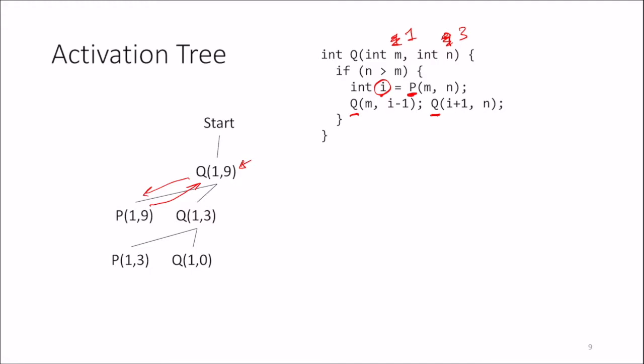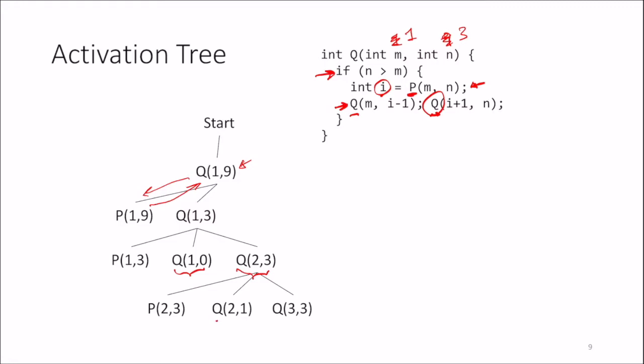Then it's calling Q(1,0), right? So after P is executed, the first thing that's executed is this invocation of Q. Let's say that n is, in this case, not greater than m. So this conditional is not true, so it returns back to Q(1,3), after which it goes to this Q invocation and calls 2,3, and that calls P and Q again. So these things don't recursively call Q again, so control returns back to Q here, and once it does that, it returns control back to this invocation. And now this is done.